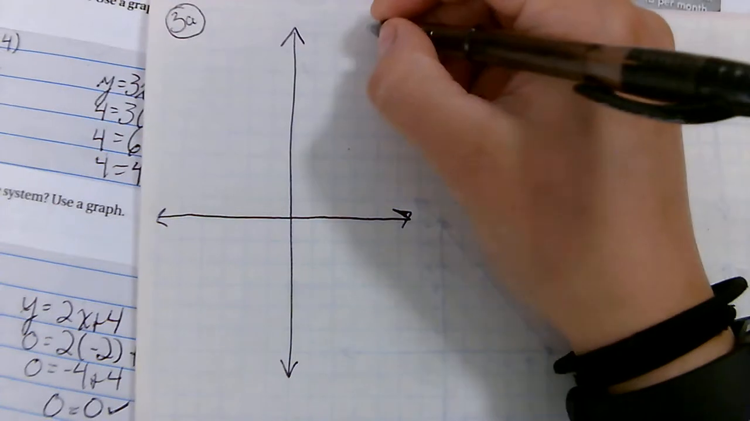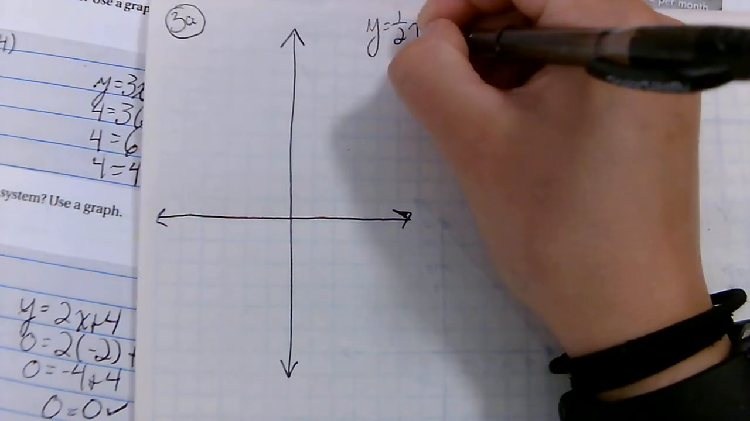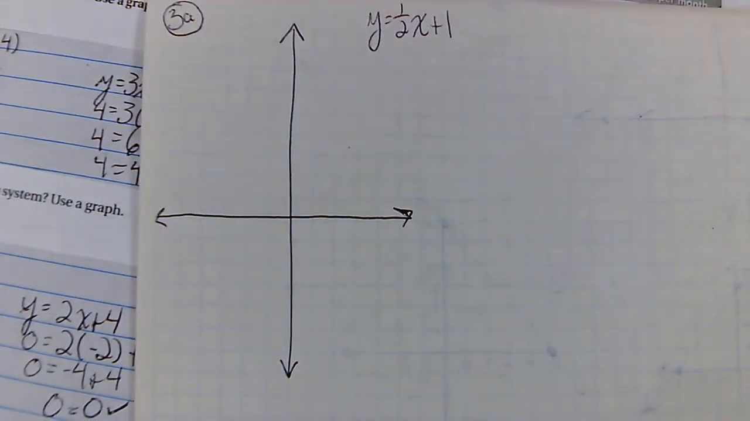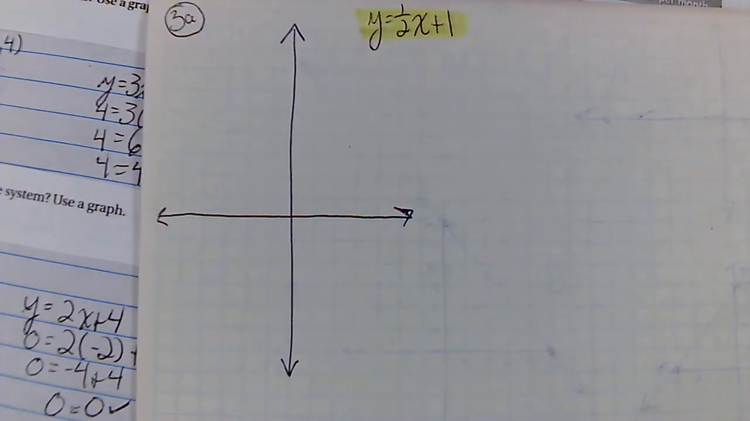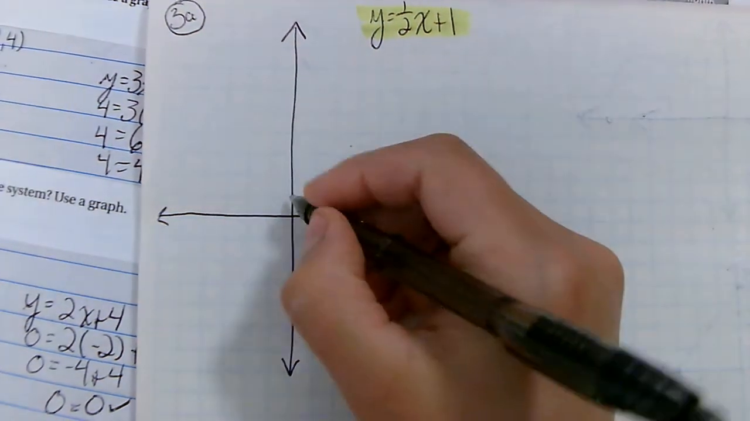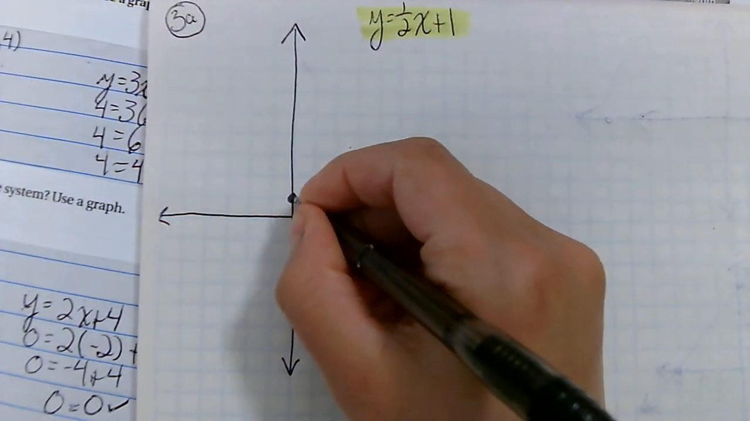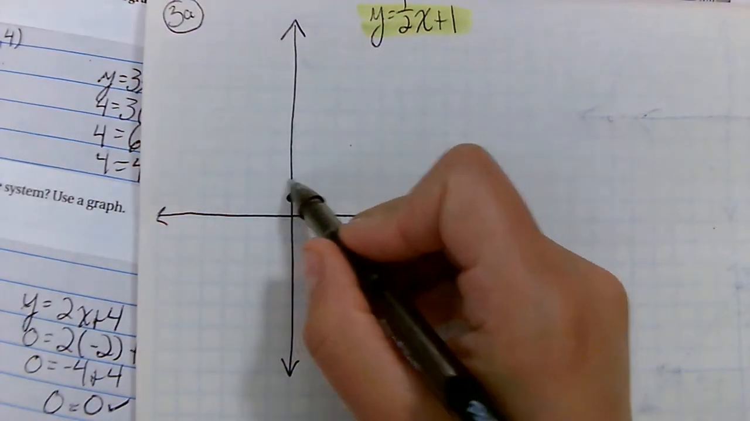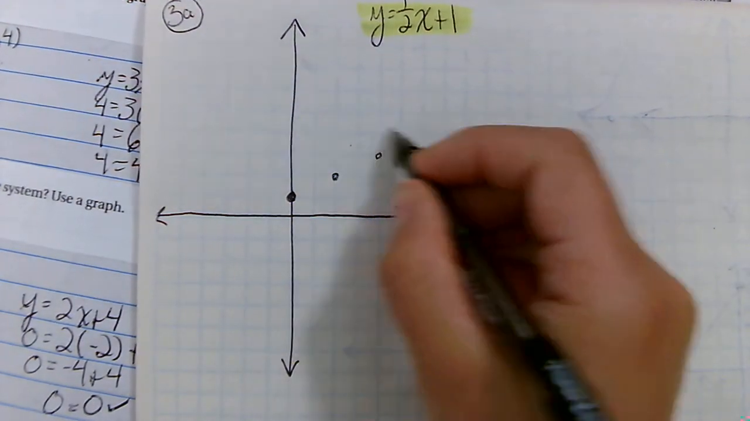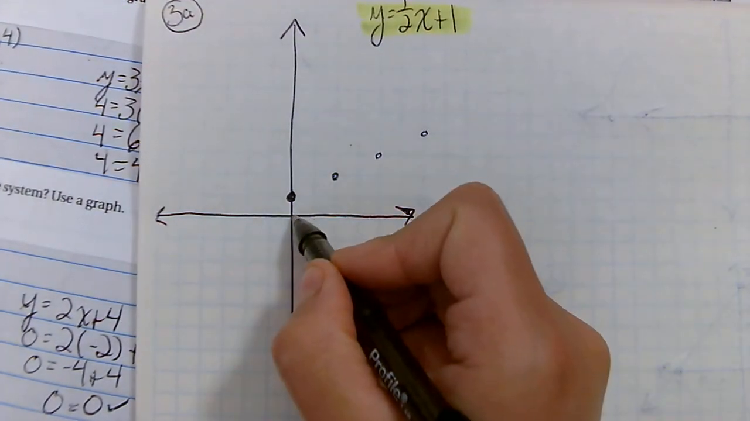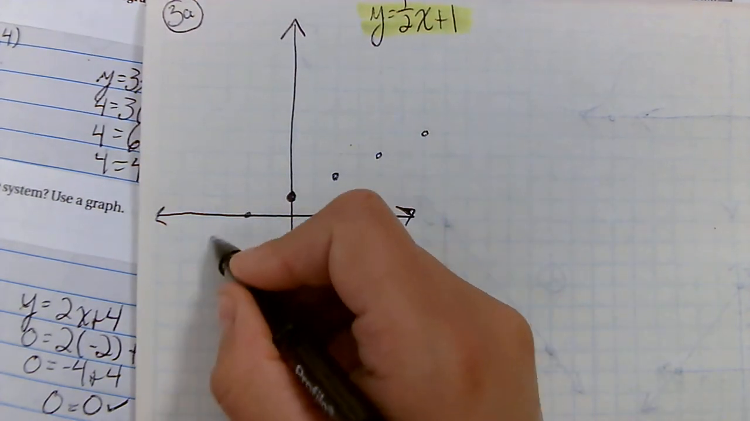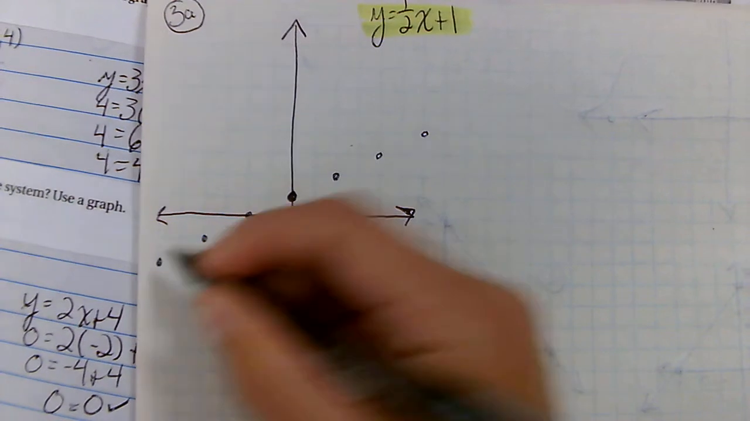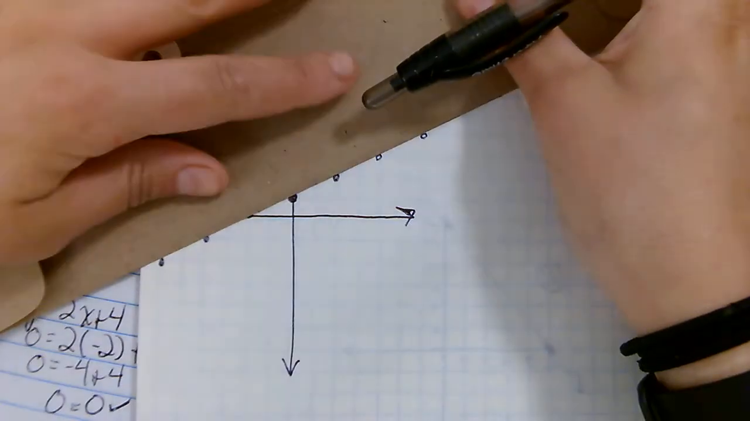Alright, so the first one was y equals 1/2 x plus 1. I'm going to highlight him in yellow and graph him. So we're going to start at the y-intercept, which is positive 1. And we're going to go up 1 over 2, up 1 over 2, up 1 over 2, and I'll do some beneath as well. Down 1 over 2, down 1 over 2. Alright, let's connect our dots.